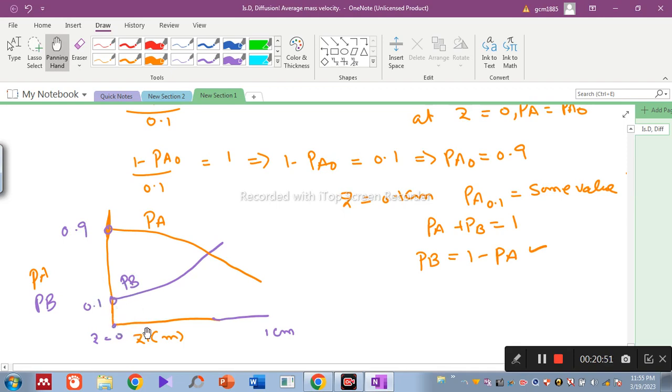So now when we change Z to 0.1 centimeter, the P_A value will decrease. So the partial pressure of ammonia along the diffusion path will be decreasing, and the partial pressure of air along the diffusion path will be increasing. So we will obtain these curves along the diffusion path. These are the curves which show us the partial pressure of ammonia and air along the diffusion path.